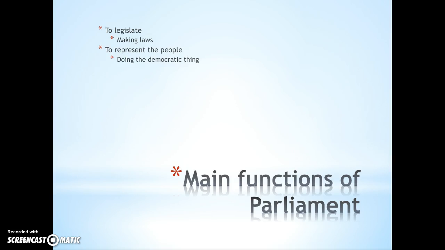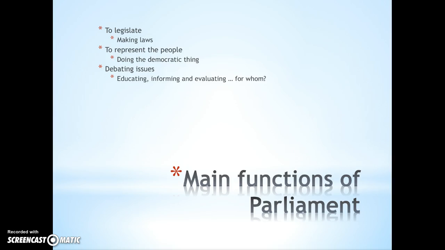It's also there to represent the people, that is doing the democratic thing. If we have an issue, we can take it to Parliament, and it is our representatives' job to advocate for our interests and to bring local matters to the interest of government, and indeed to speak for the people on matters of national significance. So representing the people, one of the core functions, sorry, of Parliament.